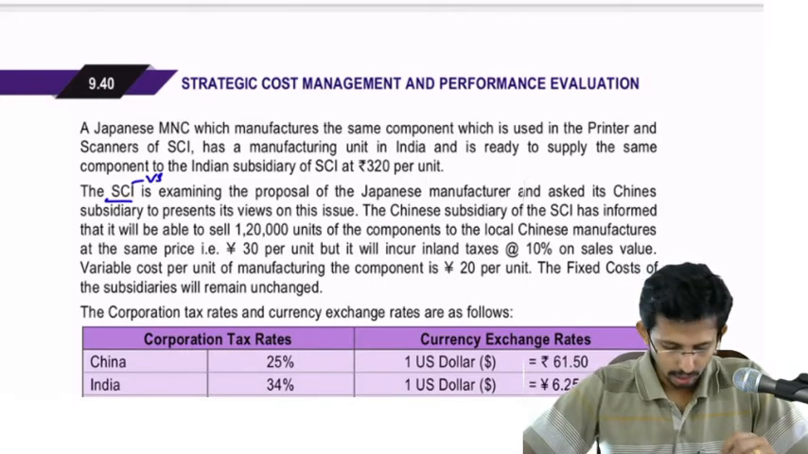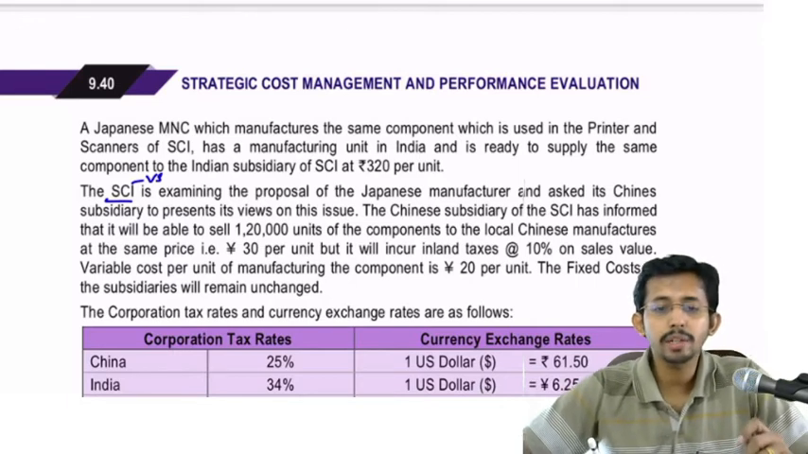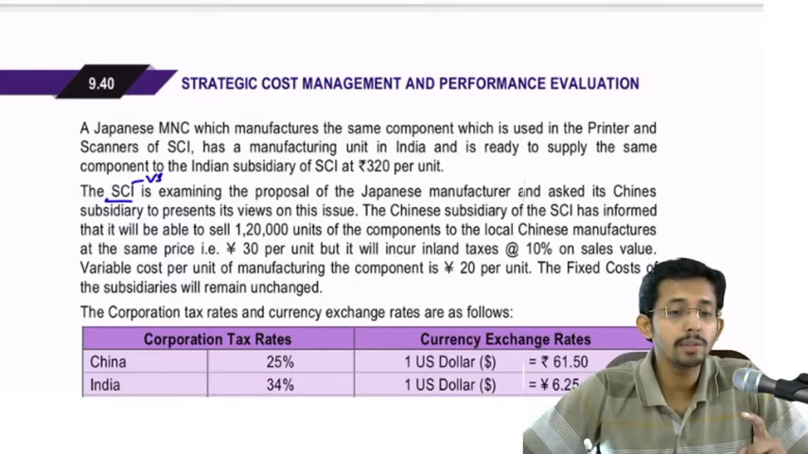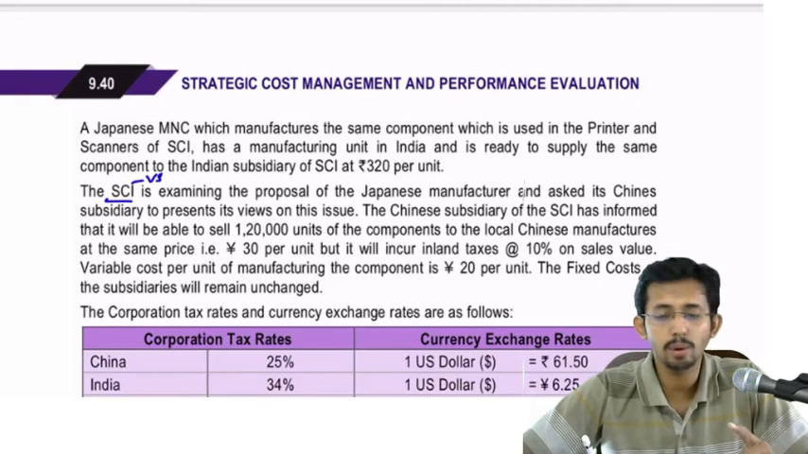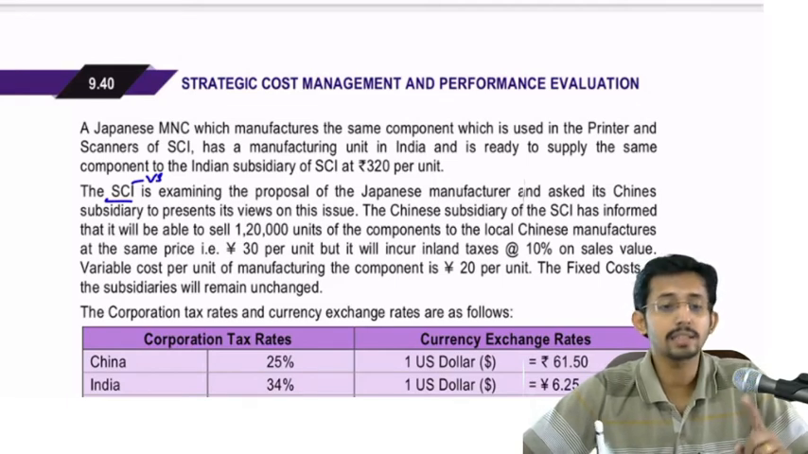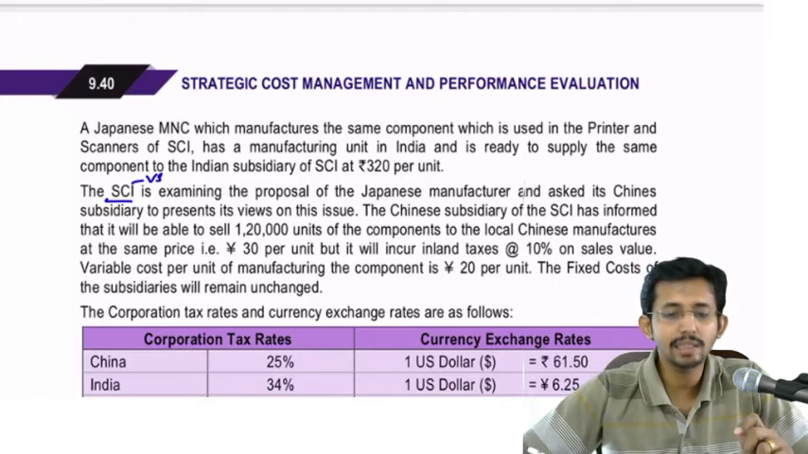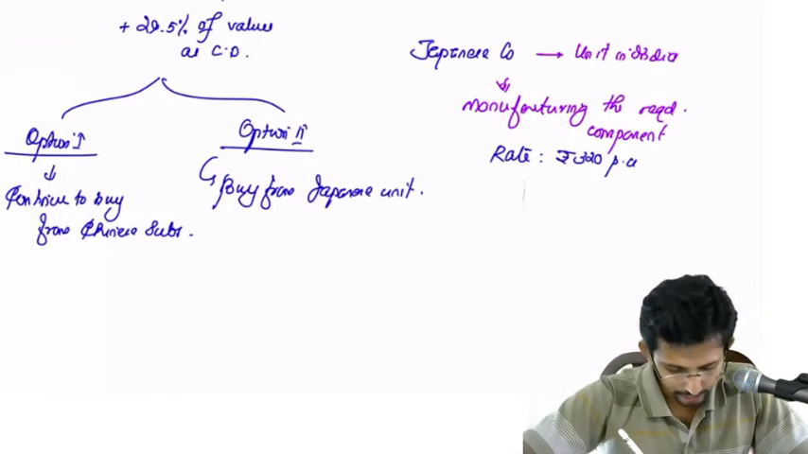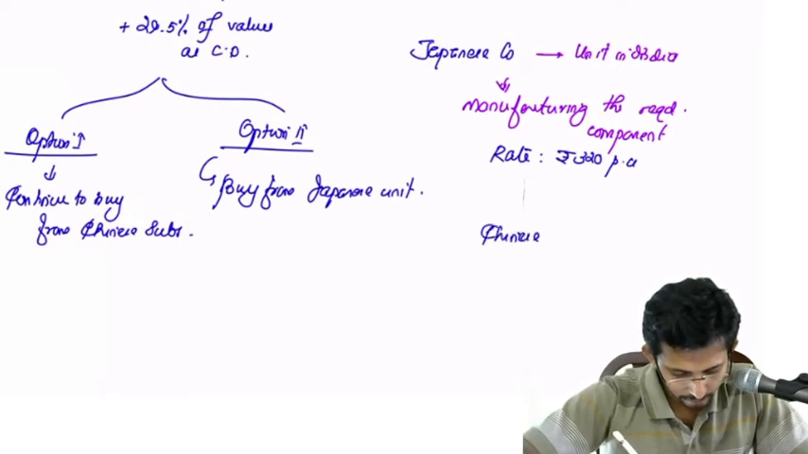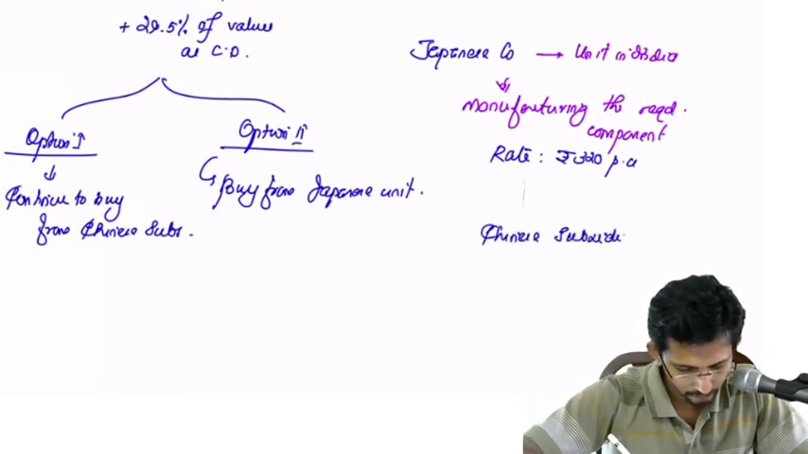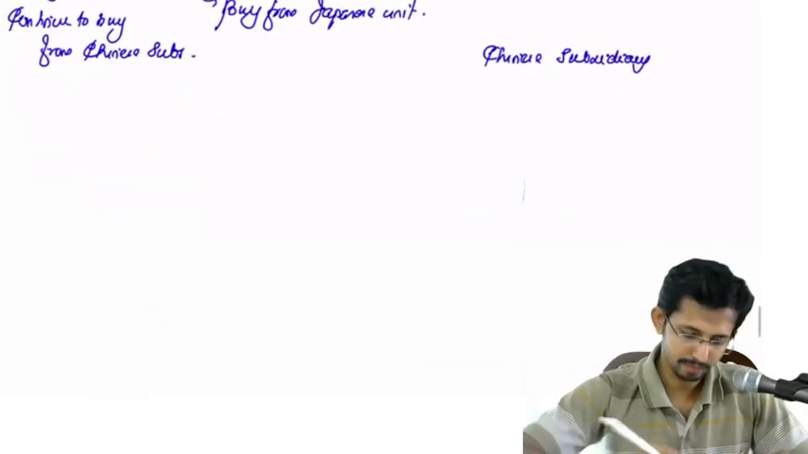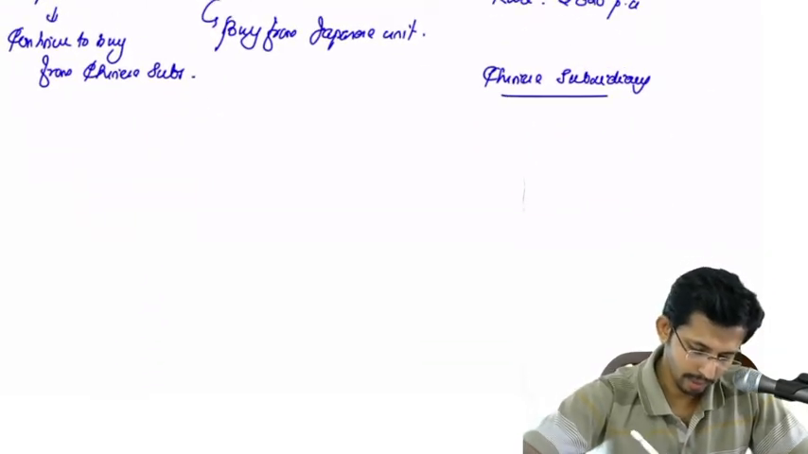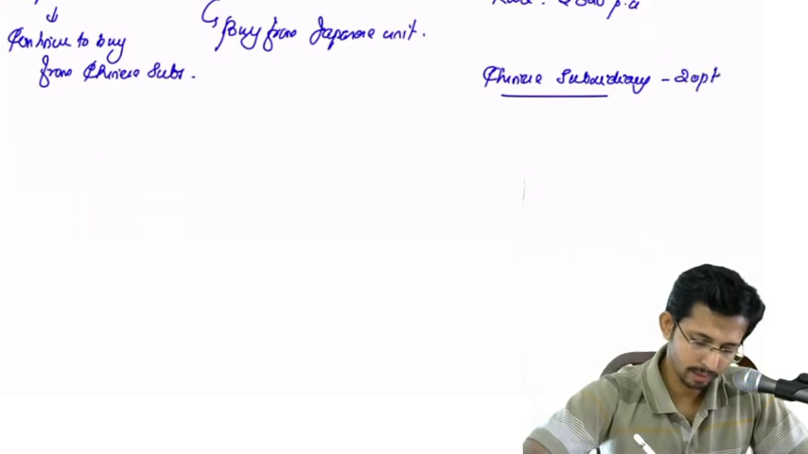Now what does the Chinese subsidiary inform? The Chinese subsidiary of SCI has informed that it will be able to sell 1,20,000 units of the components to local Chinese manufacturers at the same price, that is 30 yuan per unit, but it will incur inland taxes at the rate of 10% on sales value. So what does the Chinese subsidiary say? The Chinese subsidiary has two options.